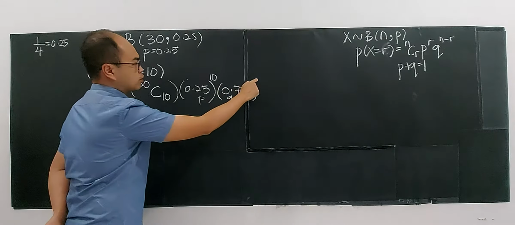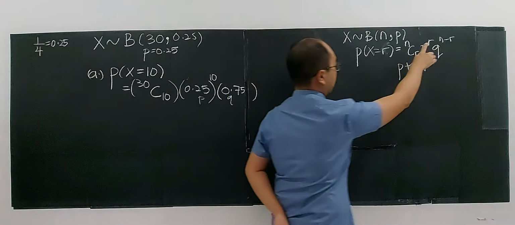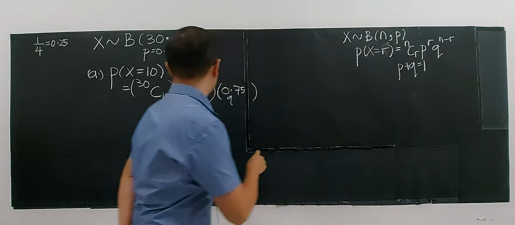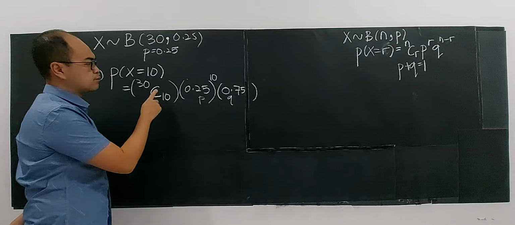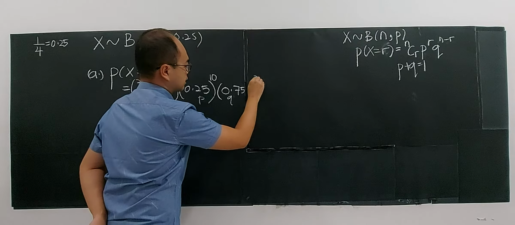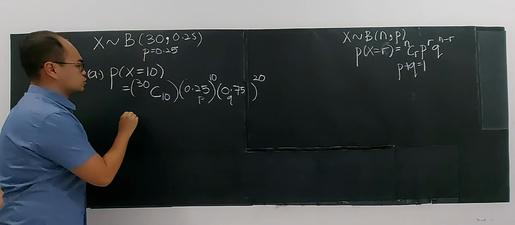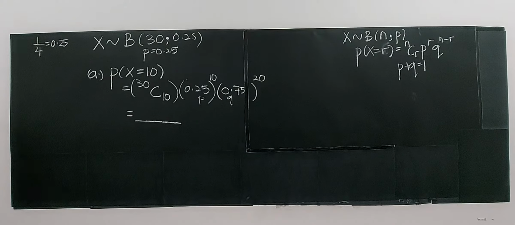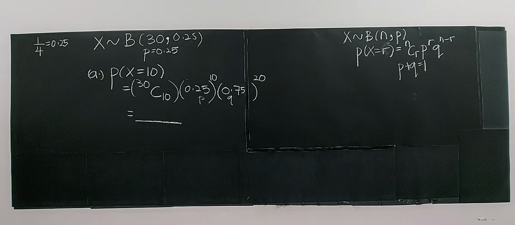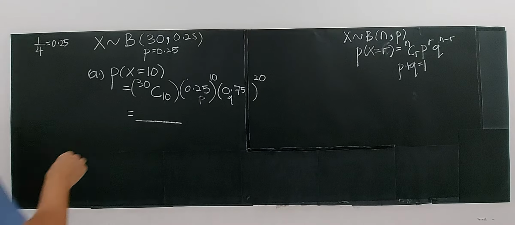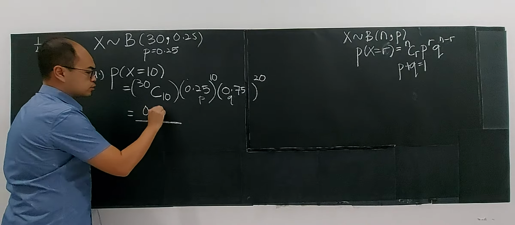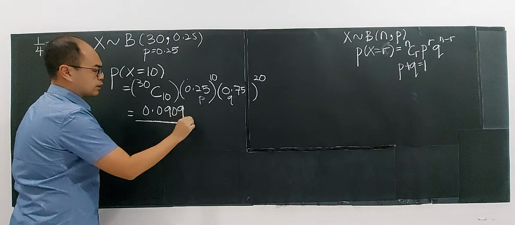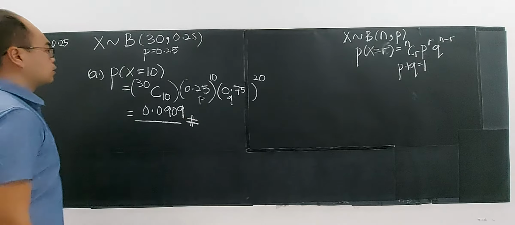And this one, according to the formula, will be n minus r, n and r. 30 minus 10 is 20. So if you calculate, then you will get your answer. The answer will be 0.0909, alright? So this will be your answer.